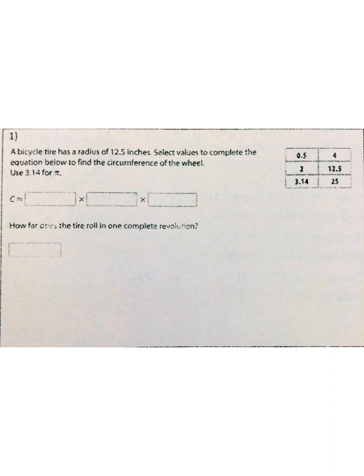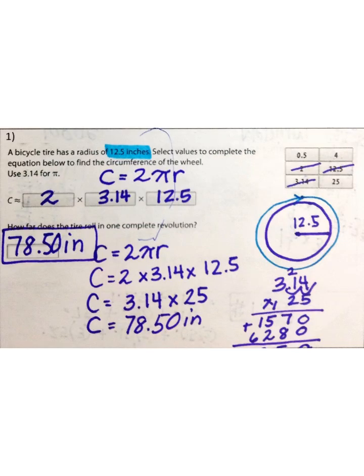Next, how far does the tire roll in 1 complete revolution? Alright, so we have a radius of 12.5 inches. Since it's a radius, we use the formula C equals 2 times pi times the radius. Then I substituted my values, and so I have 2 times 3.14 times 12.5.